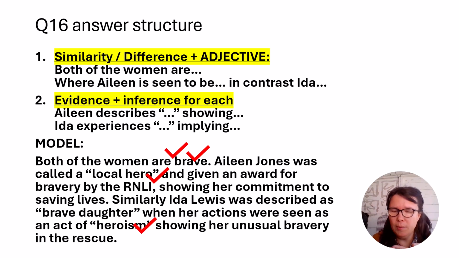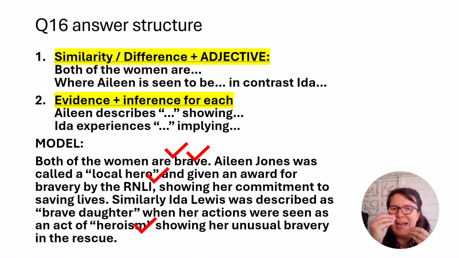So both of the women are, or both of the things are, and then whatever it is your impression is, your adjectives to describe them, that's your similarity. For your difference, whereas one person or one situation or one event is like this, in contrast this, so where Eileen is seen to be, I don't know, brave, in contrast Ida is nervous. So you're still using those adjectives to create your impression.